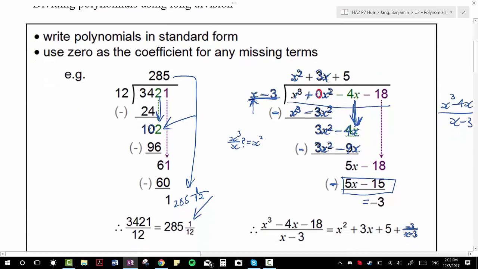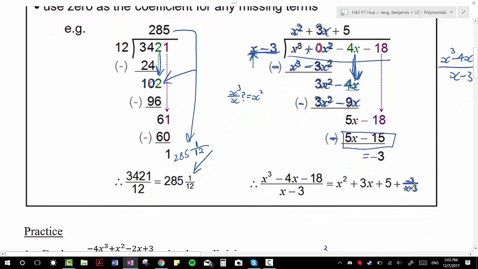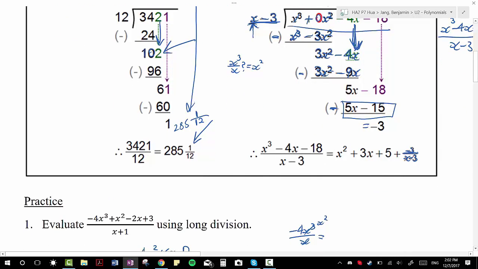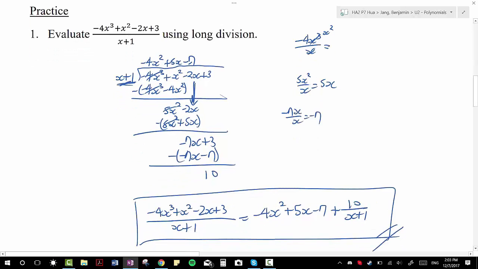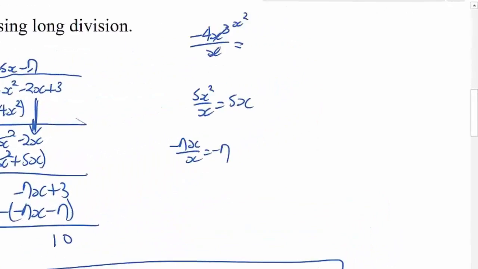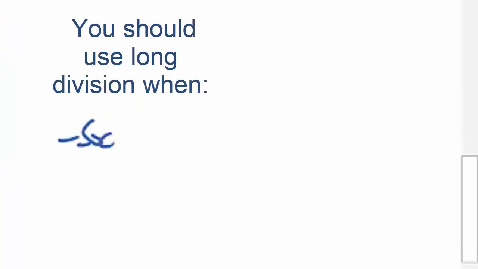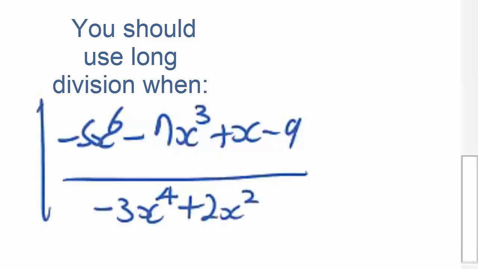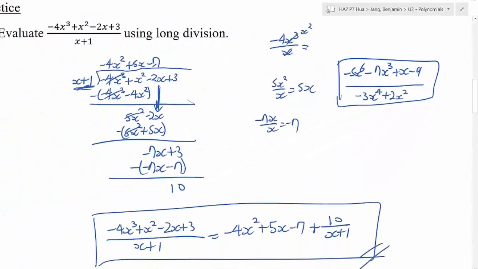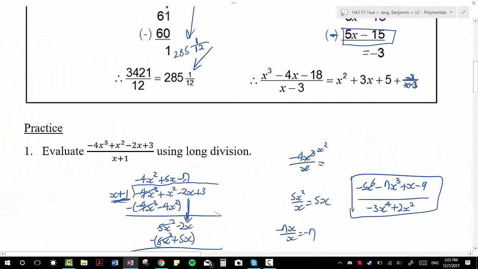This method is used very well when you're dividing a polynomial by a polynomial that has a degree of 2 or greater, because you can use this for any kind of equation, like negative 5x to the 6th power minus 7x to the 3rd power plus x minus 9 over negative 3x to the 4th power plus 2x squared. Yes, long division could be used to solve problems like these. That was pretty much it about long division.